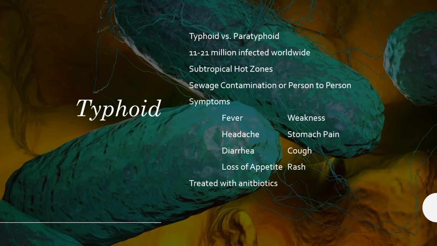All right, next we're going to be talking about typhoid fever, and this is going to be one of those tropical diseases you may have heard quite a lot about, living in Bali. Typhoid, there's two different types. So there's typhoid and paratyphoid, and this is a life-threatening illness caused by a bacteria. It infects about 11 to 21 million people worldwide, specifically in those tropical and subtropical hot zones.